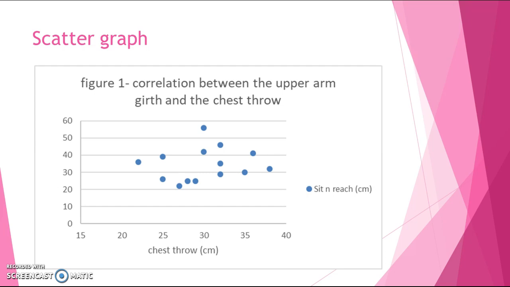Scatter graphs are best used when looking to compare large numbers of data because they will clearly show the relationship of the variables and will save you having to go through a long list of data in order to find your conclusion. For example, figure 1 shows the correlation between the upper arm girth and chest throw. The graph clearly shows that there is a positive correlation between the upper arm girth and the chest throw.